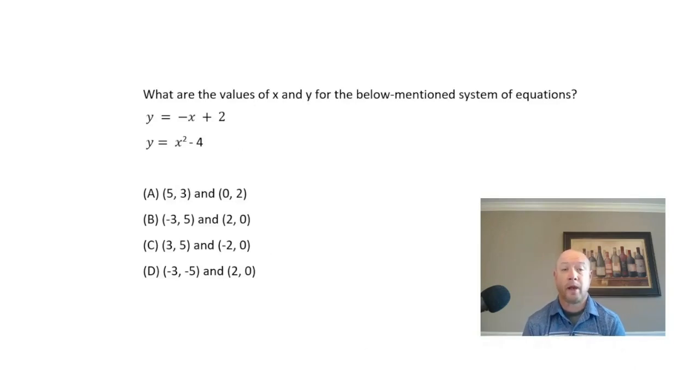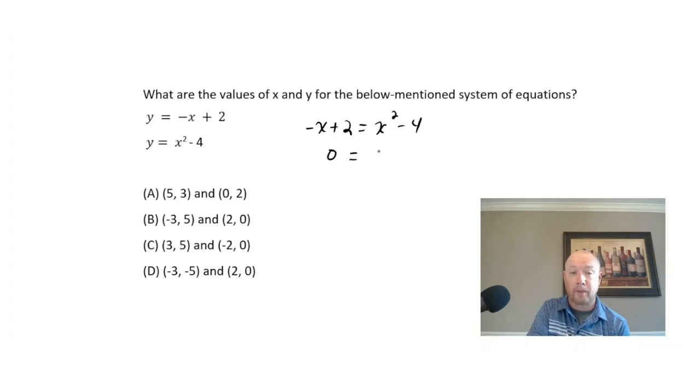What are the values of x and y for the below mentioned system of equations? y equals negative x plus 2, y equals x squared minus 4. Since both of these are equal to y, we can set these parts equal to each other by substitution. So we can set negative x plus 2 equal to x squared minus 4. Now what we have is a quadratic, so we want to set this equal to 0 in order to solve it. I'm going to move the negative x and the positive 2 over to the other side. I'm going to get x squared. If I bring the x over, it's going to be positive x on this side. If I subtract 2, I'm going to get negative 6.